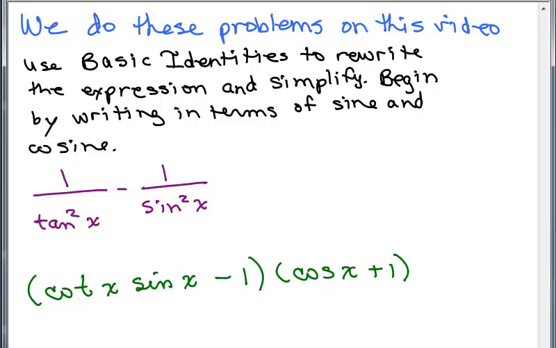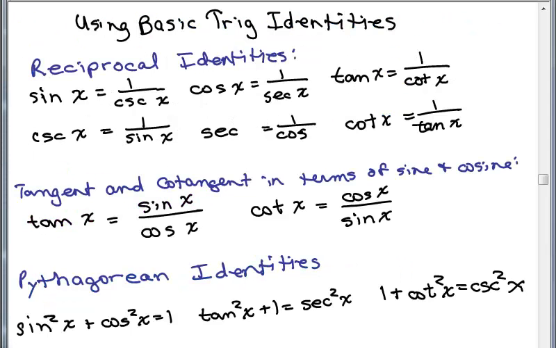In this video, we're going to use the basic identities to rewrite the expression given and then simplify it. We're going to begin by writing everything in terms of sine and cosine. So these are the basic identities: the reciprocal identities, tangent and cotangent in terms of sine and cosine, and the three Pythagorean identities you need to be familiar with in order to work some of these problems.